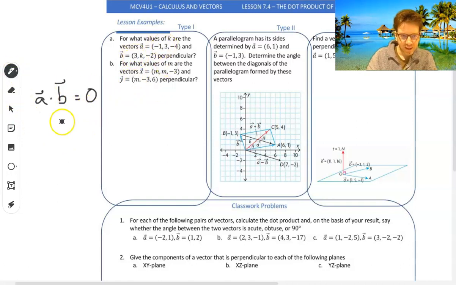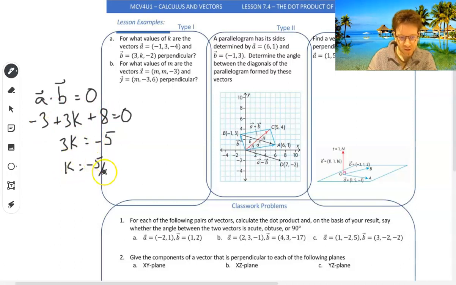We have minus 1 times 3, so we have minus 3. 3 times k, so plus 3k. And negative 4 times negative 2, so plus 8 equals 0. And now we can just solve for the values of k. So you'll get 3k equals 5. Bring it to the other side, and we'll get k equals minus 5/3.